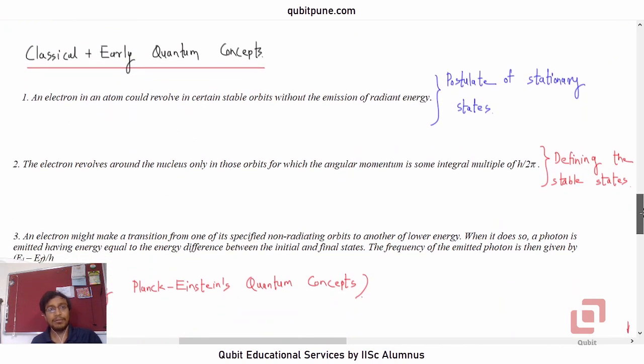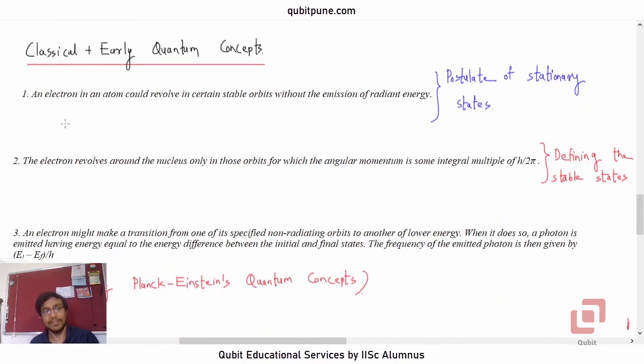Okay, so in his postulates we can see the confluence of the classical concepts of physics and also early quantum concepts. Quantum comes from quantization. So please remember these three postulates. I'm sure there will be a question in your exam either on the Bohr model or on energy calculation or on the hydrogen spectrum, or even a formula, a simple formula. Okay, so what were his postulates?